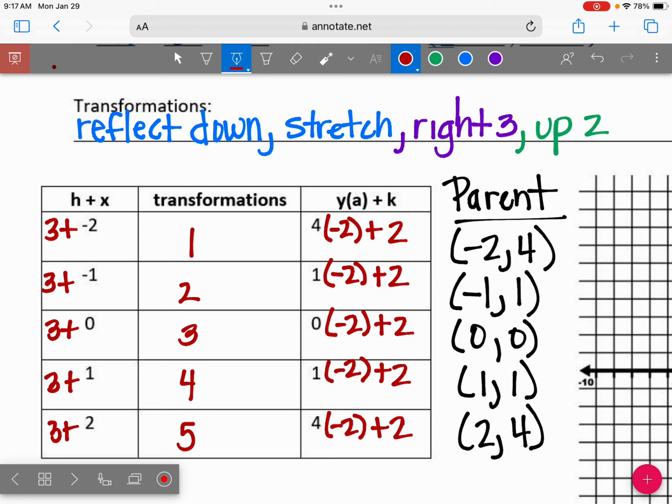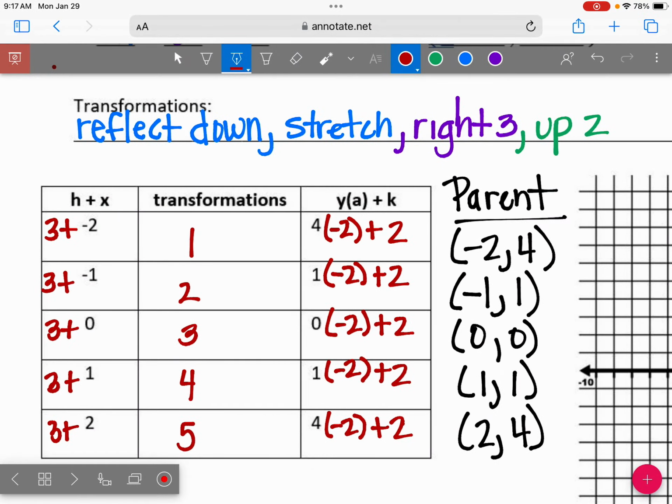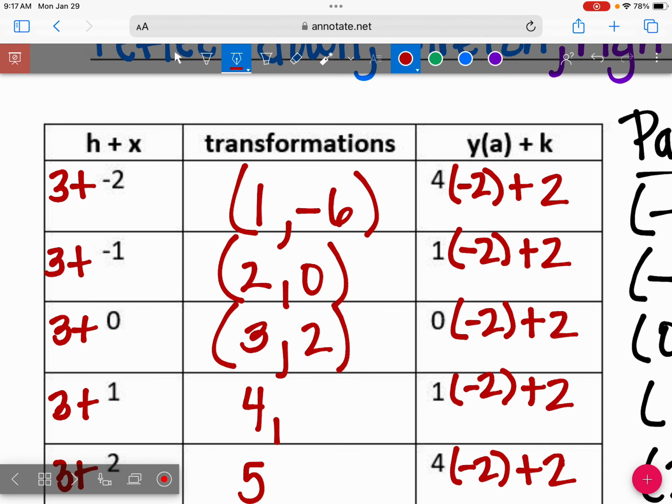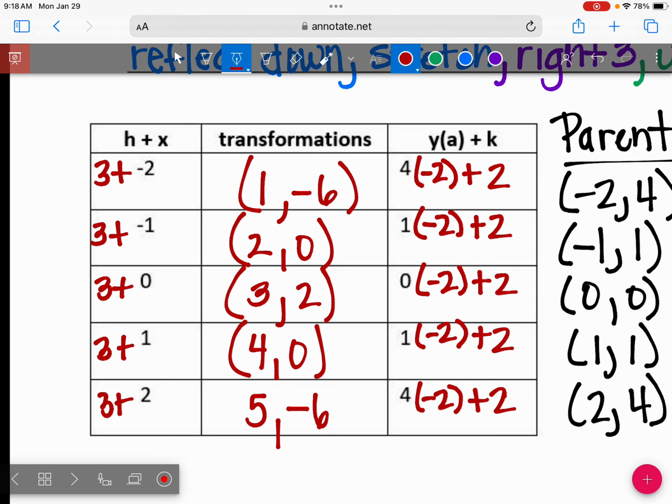So when you multiply it by -2 and add 2, what did you get for that first number? -6. Okay. And then what did you get? 0. And then what did you get? 2. And then you should repeat. All right, go ahead and plot these 5 points.